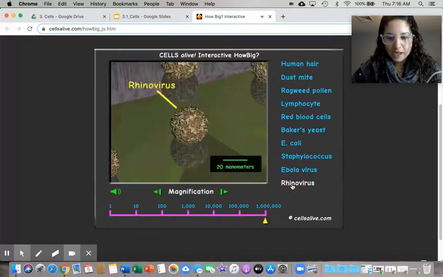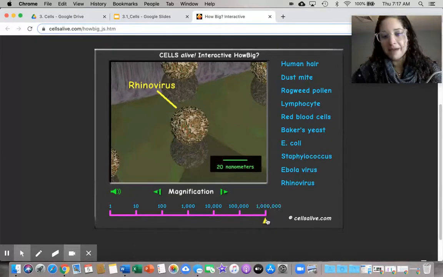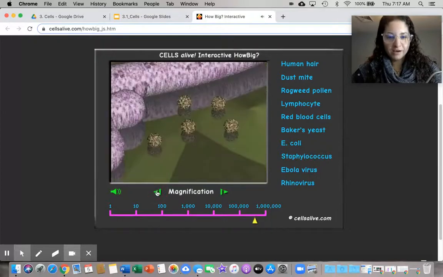There we go. All right, so we are at 1,000,000 times magnification. So itty bitty tiny little thing. And we have what is called a rhinovirus. This is very similar to a flu type of virus, but this itty bitty little thing will make you very, very sick. So just to make sure we are all on the same page, let's zoom back out.